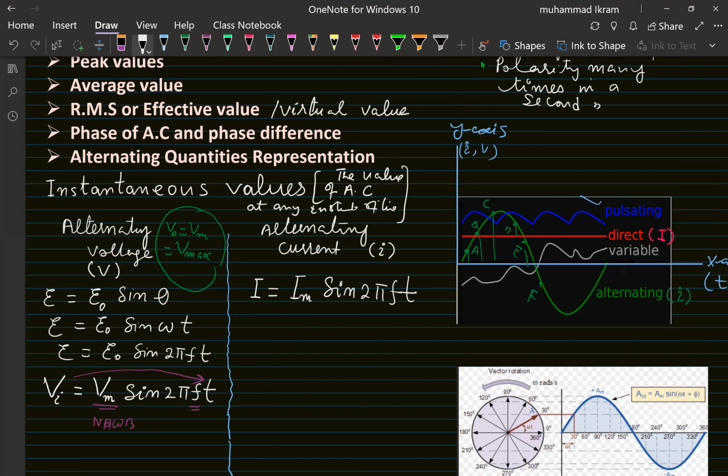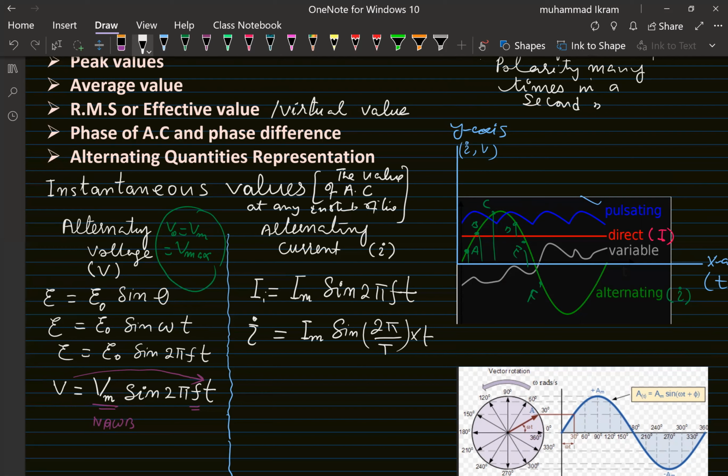Or you can also write the instantaneous value in small letters, as I told you, since it is changing. So rather than subscripting it, write I instantaneous as I maximum value into sine of 2 pi by T into t, where T is the time period.